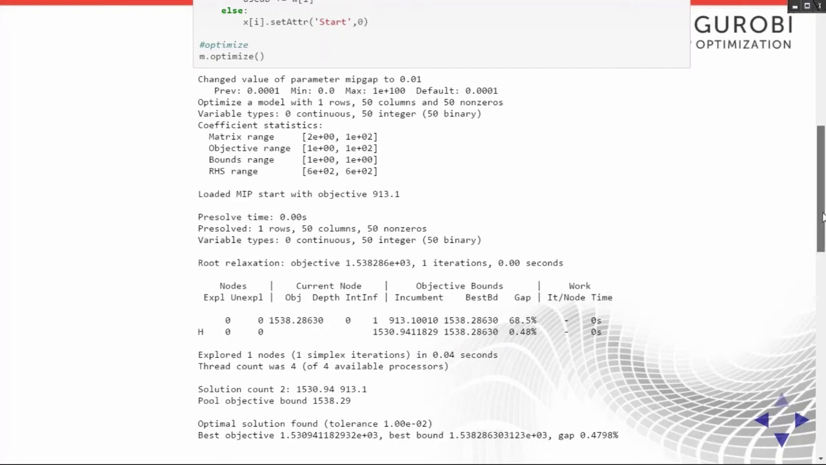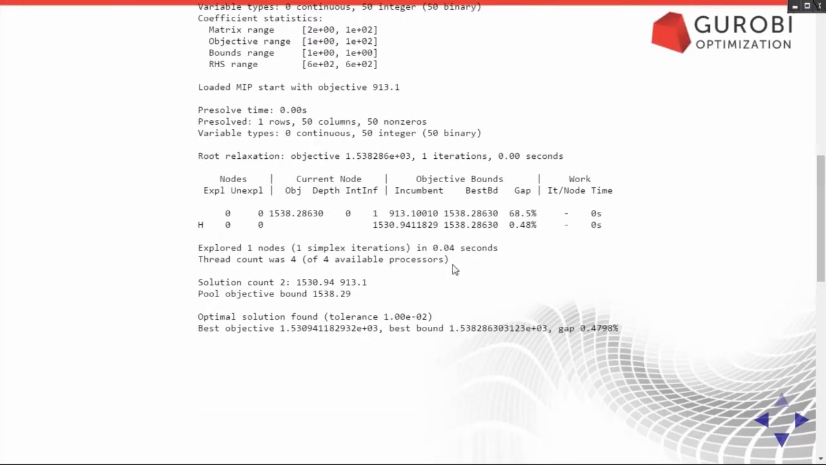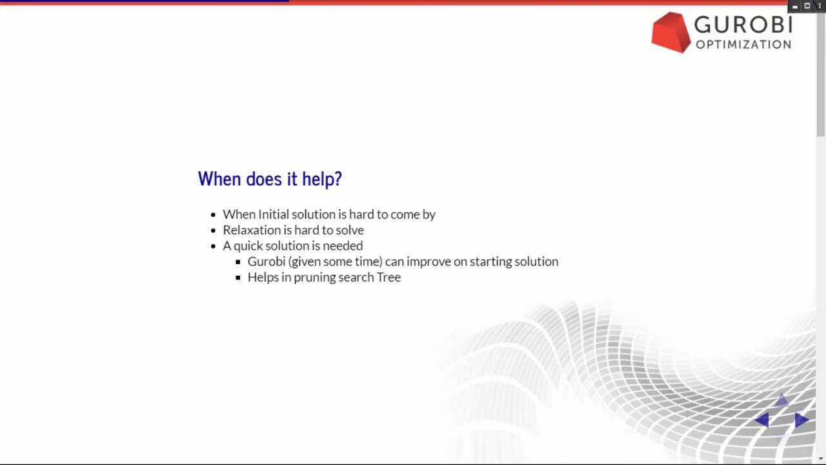So given that we set a termination criterion of a 1% gap, we are already done very quickly. So, okay, this is how you can, in any problem, load a starting solution. But a natural question to have is when this really helps. When is it going to help to have a starting solution? And there are several situations.